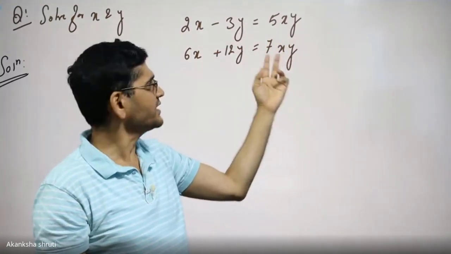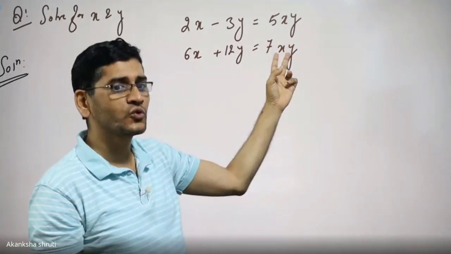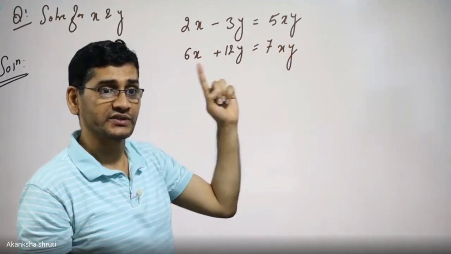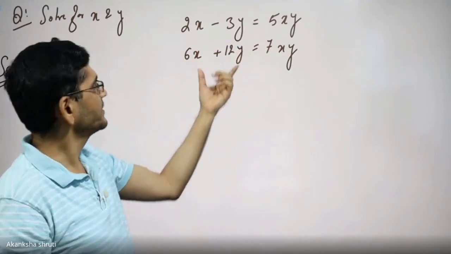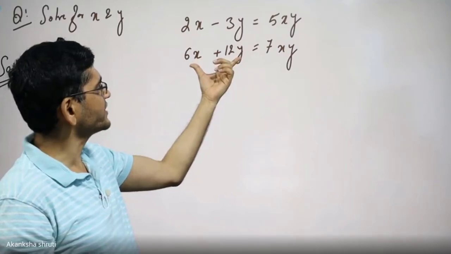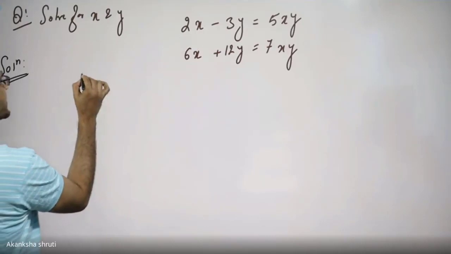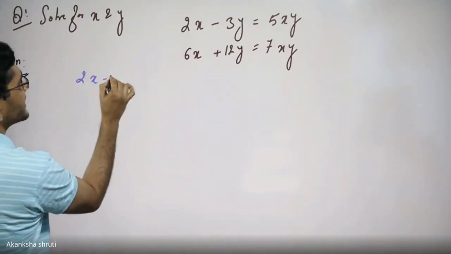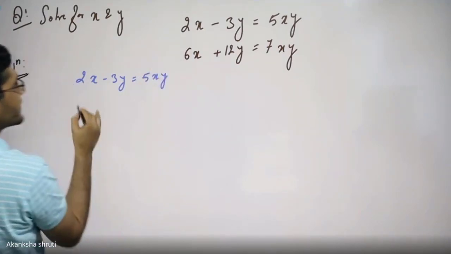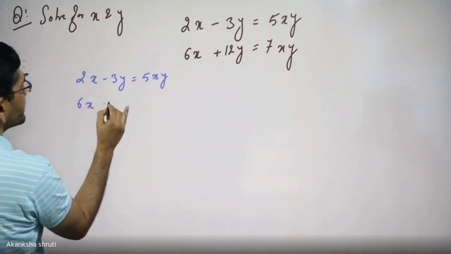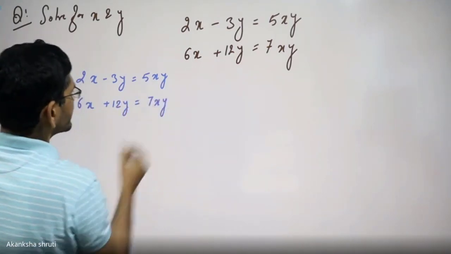So xy means the power of the variables is 1 plus 1. So it is a 2-degree equation, not a 1-degree equation. Keep in mind, the values of x and y can be determined by applying the technique of equations reducible to linear equations. How is that? Let me rewrite these equations: 2x minus 3y equals 5xy and 6x plus 12y equals 7xy.